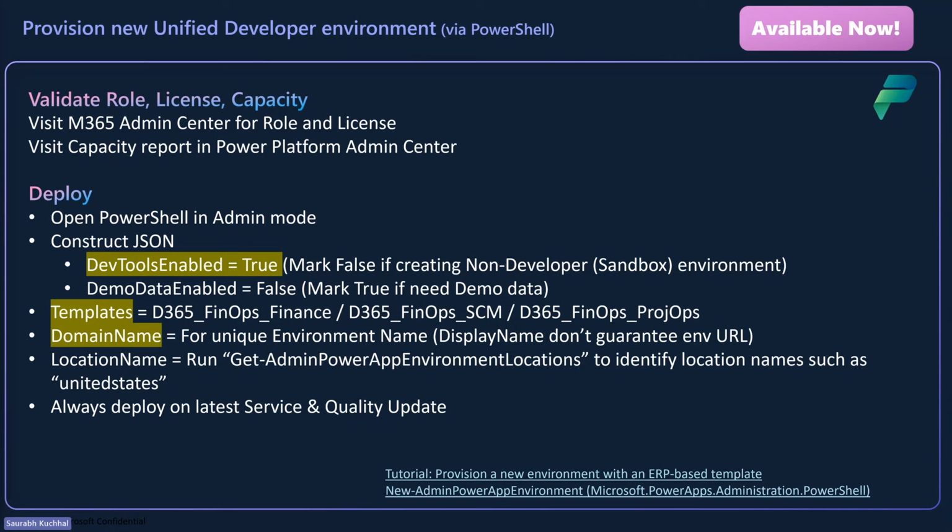To deploy, you use PowerShell. There is a JSON. We will have the demo right after this. The key field is DevTools enabled equal to true. This is what determines whether we are creating the developer sandbox or just a regular sandbox. Templates are available based on your license: finance, supply chain, or projects. You choose the location where you want to deploy this environment. There are multiple geos in Azure, and you can find the names of those geos through this command, Get-AdminPowerAppEnvironmentLocations. And it always deploys with this PowerShell option.